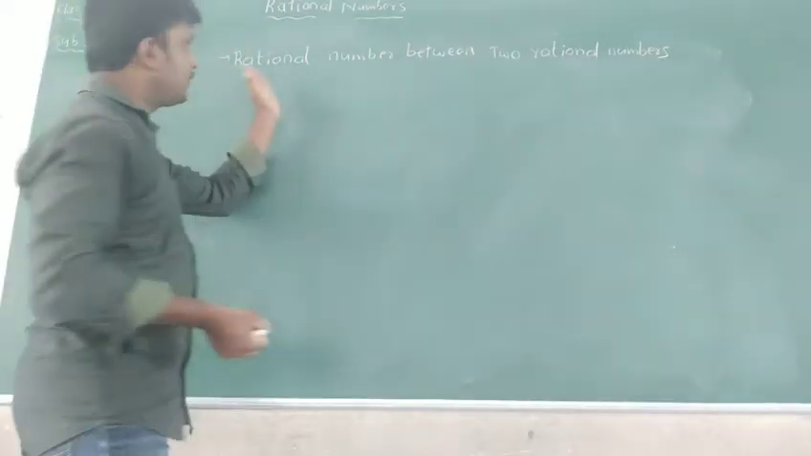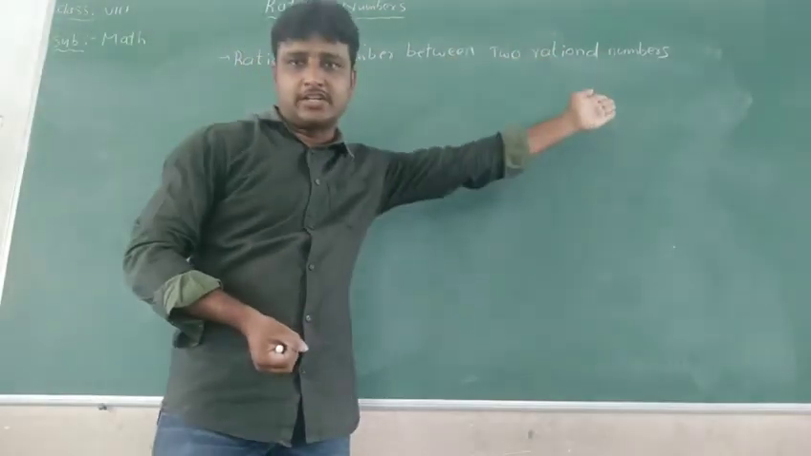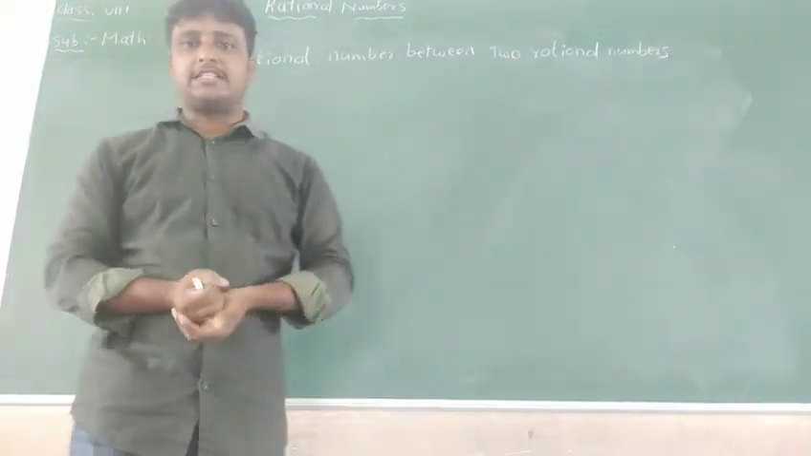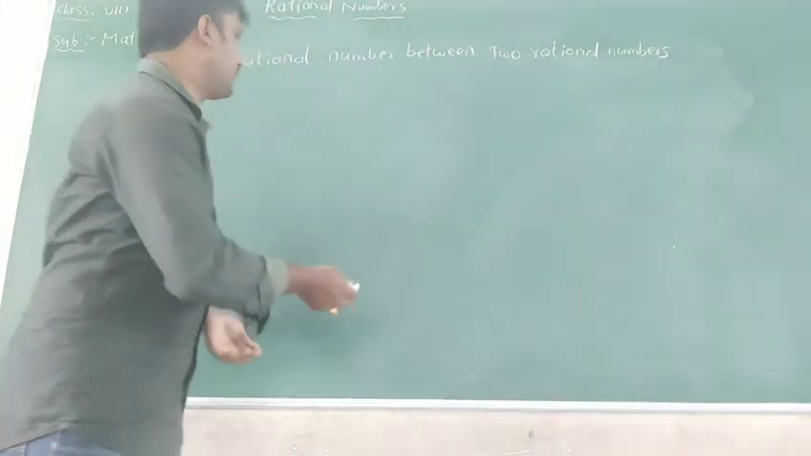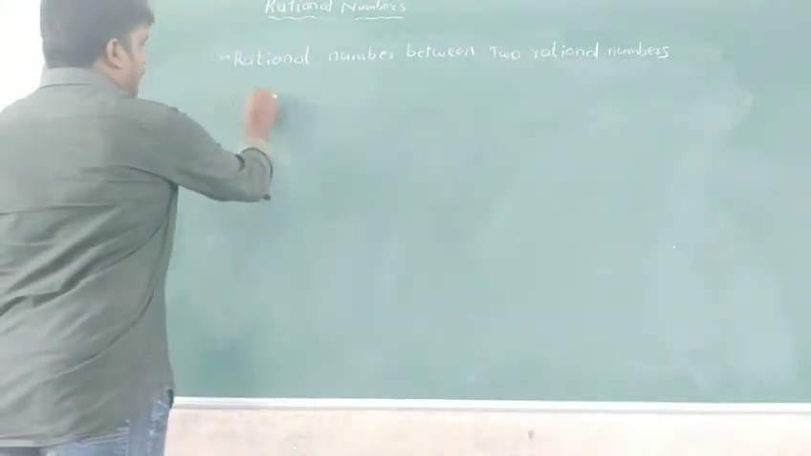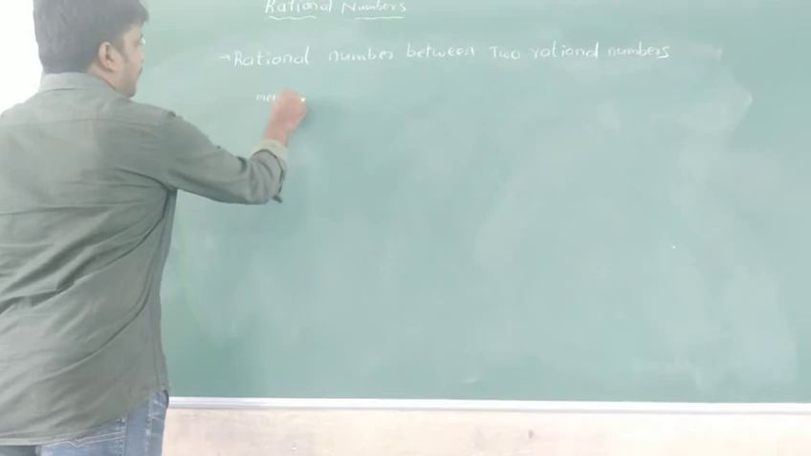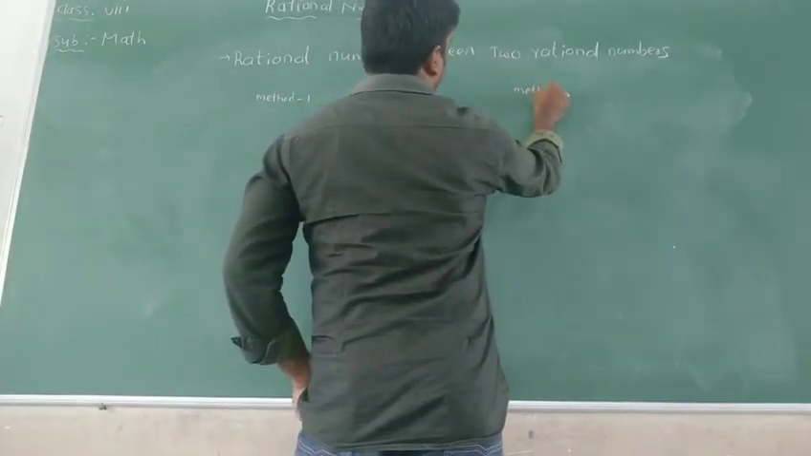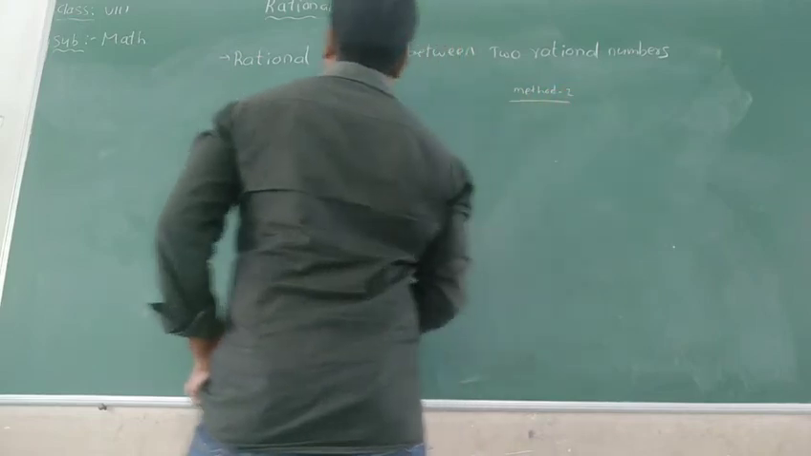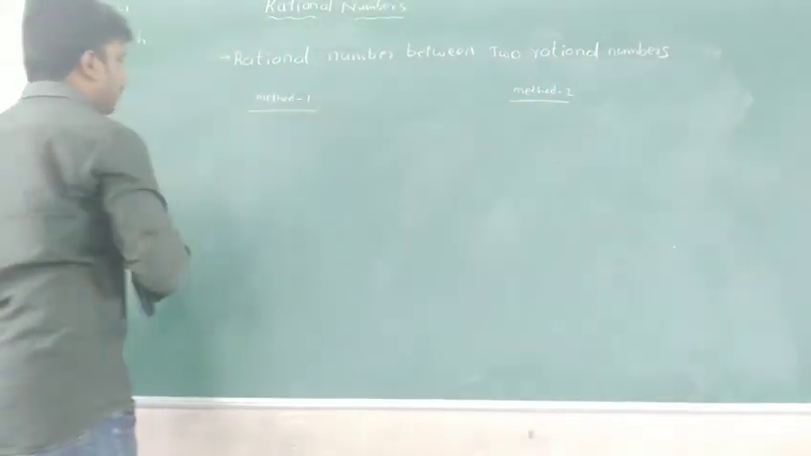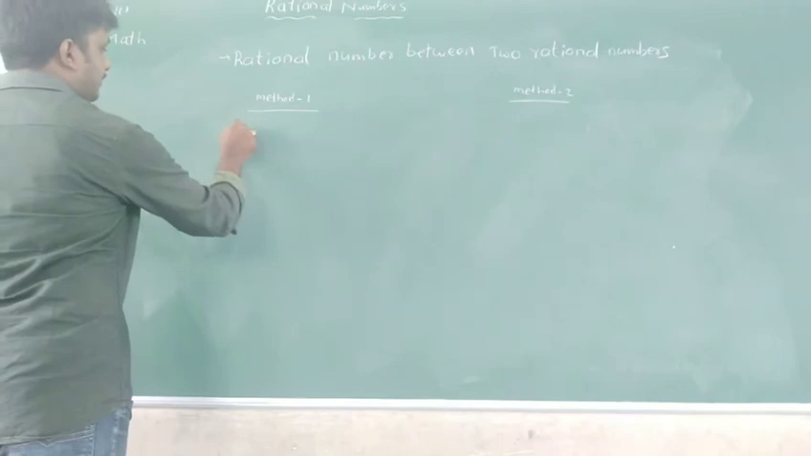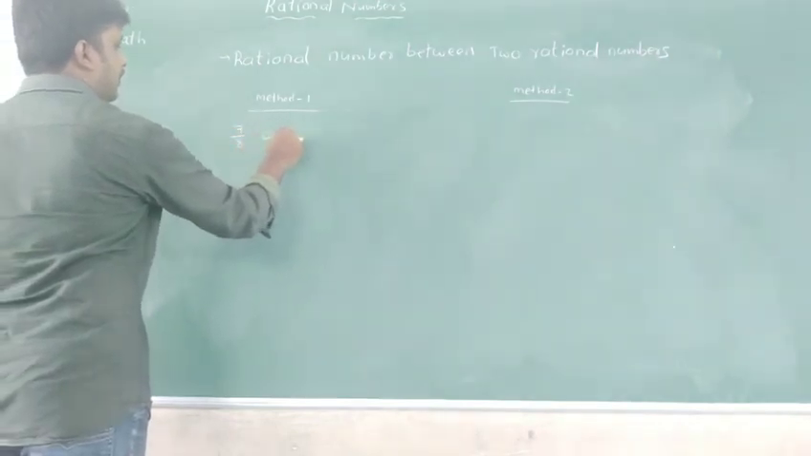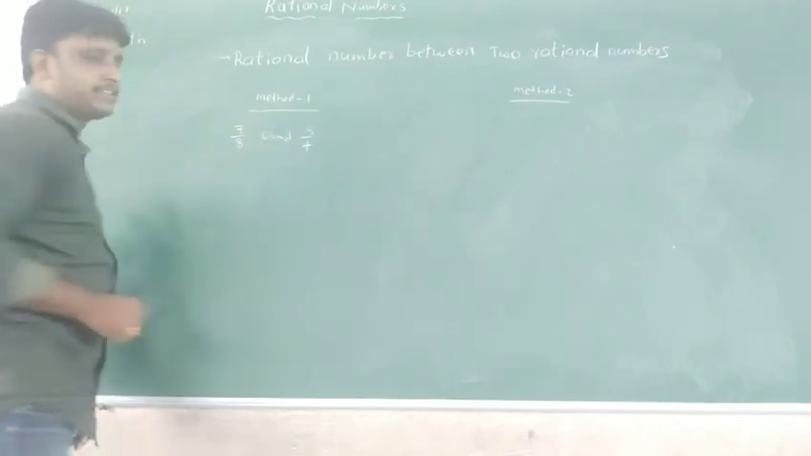Next concept, rational numbers between two rational numbers. And how to write a rational number between two rational numbers? Already in previous classes you have learned some questions. So we have two methods. Method 1, you know very well, and method 2 is a new one. See, in method 1, say for example, if you write a rational number between 7 by 8 and 5 by 7.